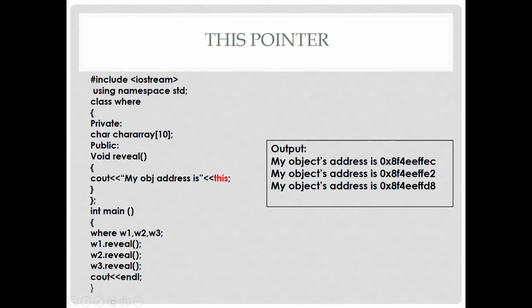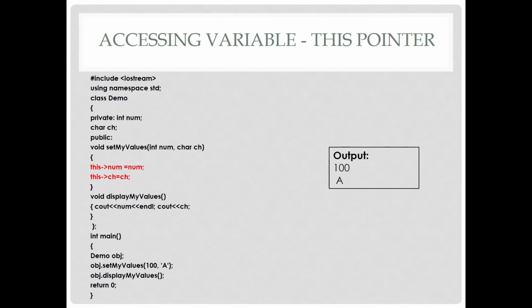And again for w2 dot reveal, it goes over here. My object address is this. Now when it sees this, which object's address will be displayed? Yes, w2's address will be displayed. Similarly, when it sees w3 dot reveal, which address will be displayed? w3's address will be displayed. Yes. So this is how we access a variable using the this pointer.